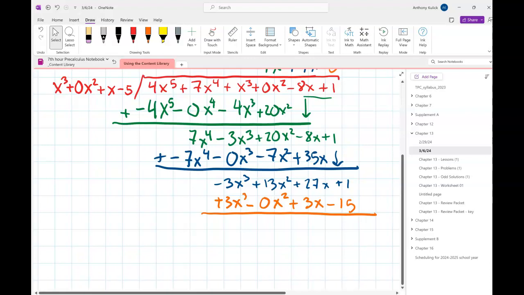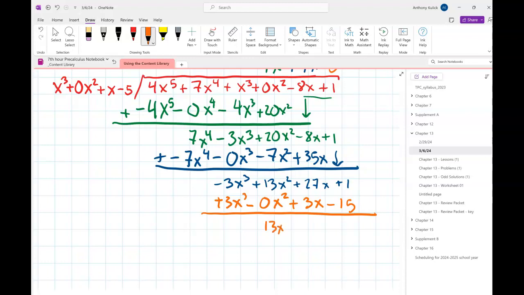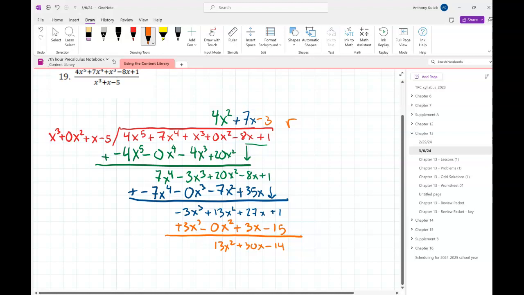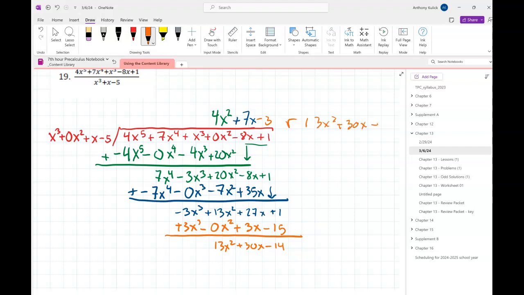All right, so we're doing that. What do we get? We get 0. I get 13x squared plus 30x minus 14. So that's my remainder. How do I know that's my remainder? Well, the degree of the remainder has to be less than the degree of the divisor. As soon as you see that it's less, you know you're done.